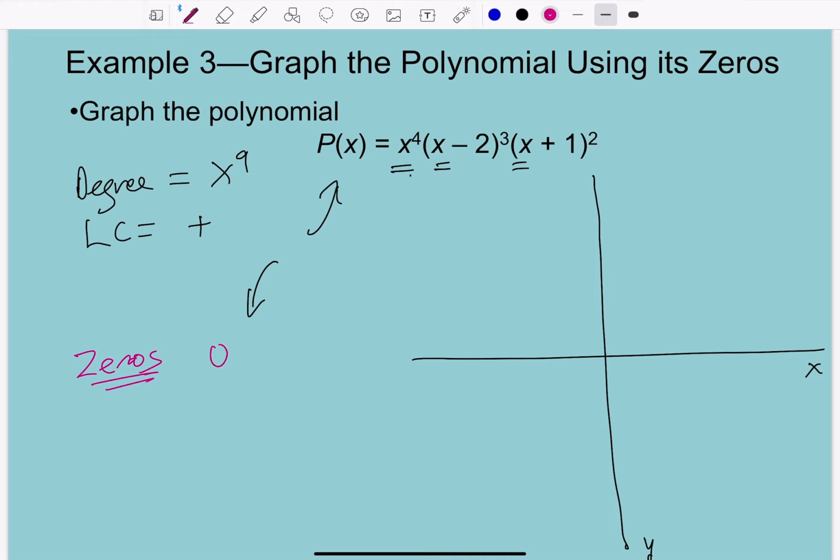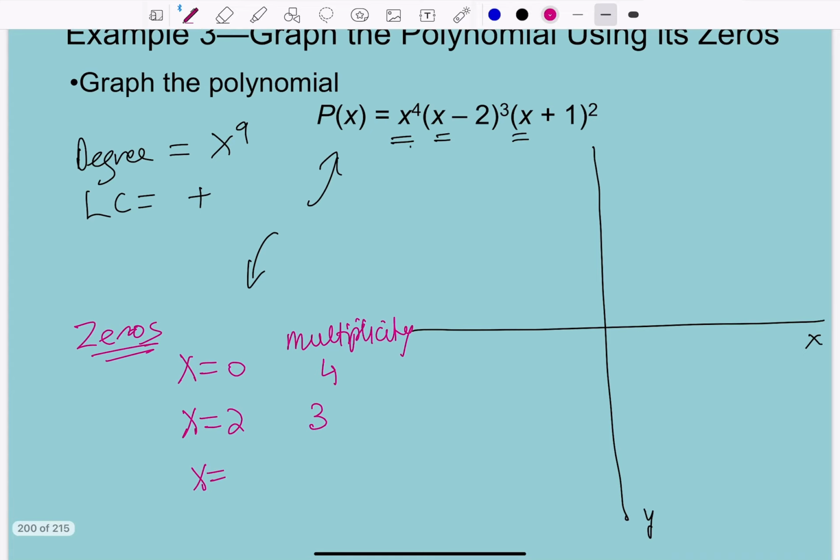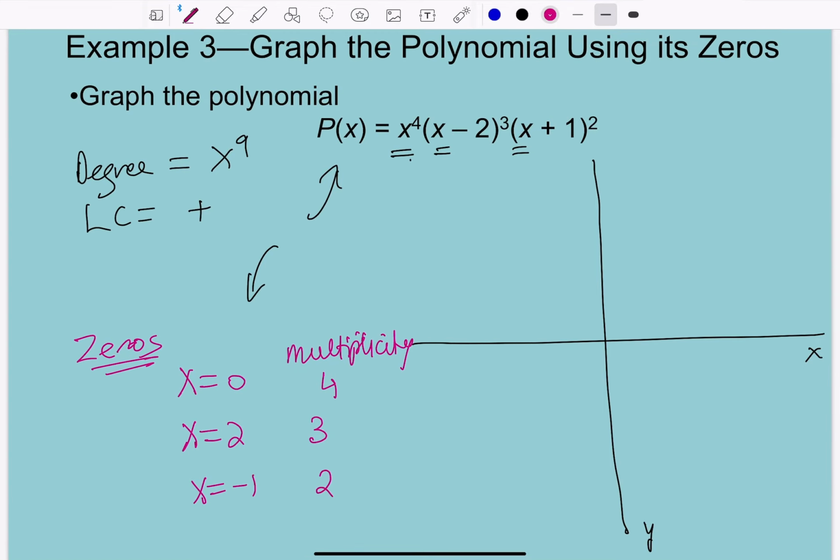Zeros for this polynomial are going to be x equal to 0, 2, and negative 1. And let's think about multiplicity as well, so that we can have a better idea about the shape of the graph. x equals 0. What's the multiplicity of that 0? That 0 occurs as a 0 four times. 2 occurs as a 0 three times. And negative 1 occurs as a 0 twice.